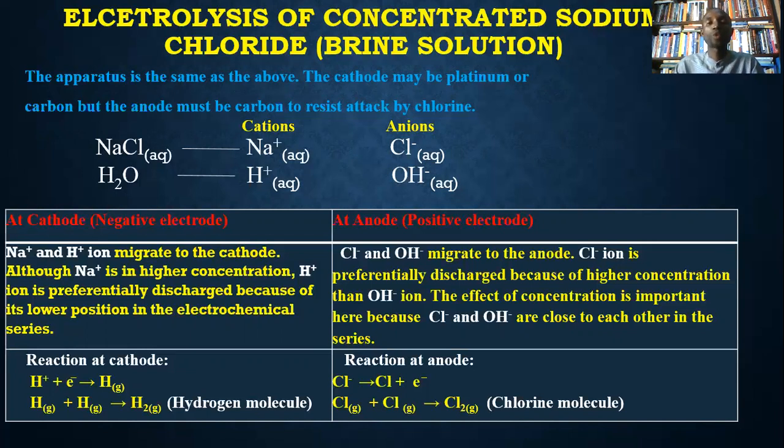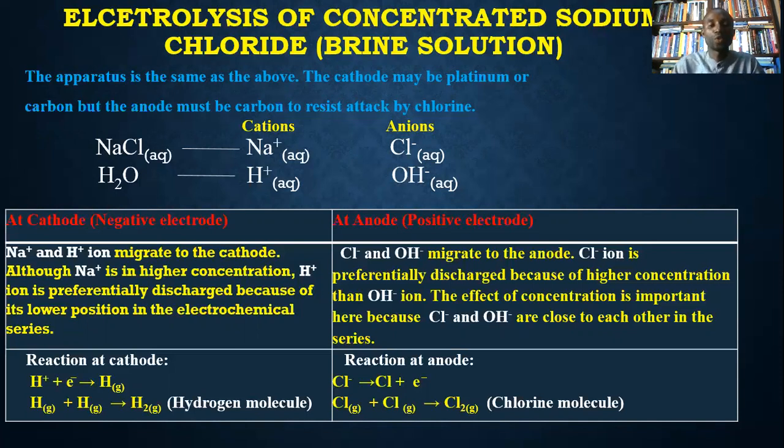So here, what will be discharged, though it is higher in the electrochemical series, is chloride. Chloride will be discharged because of the higher concentration that it has. So the reaction taking place there is that chloride ion will give up the one electron that it has and become a chlorine atom. Then it will recombine with another to become a chlorine molecule.